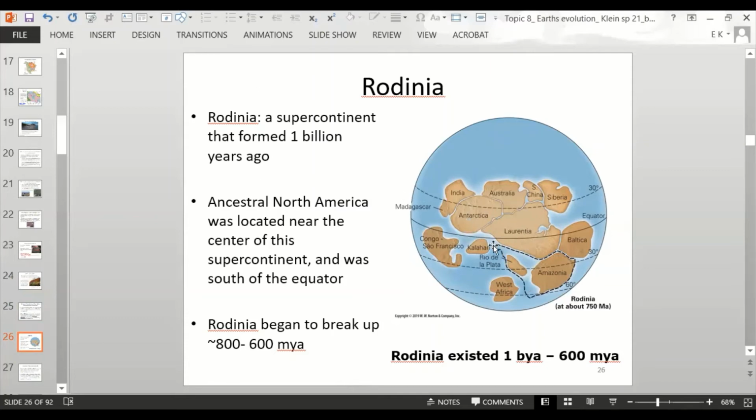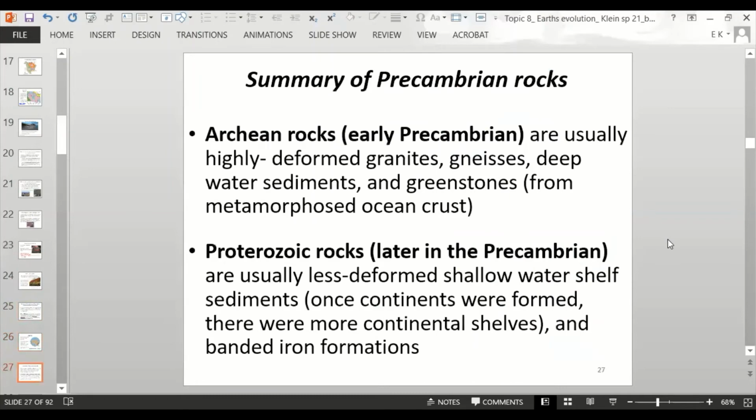Ancestral North America was located near the center of the supercontinent. Note that this is the location of the equator, and that part of North America was south of the equator at this point. So Rodinia began to break apart about 800 to 600 million years ago. So this is a summary of the Precambrian rocks.